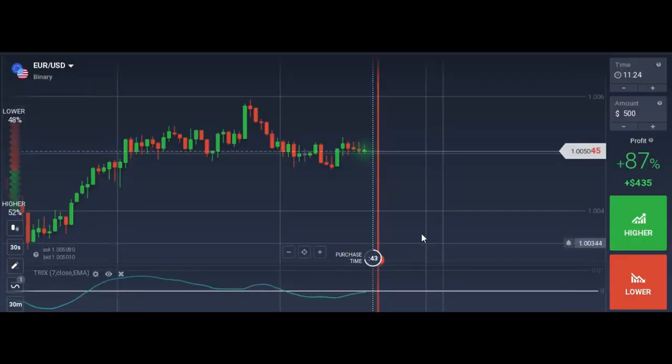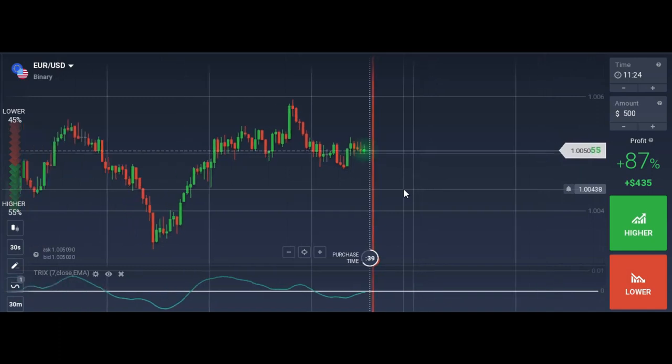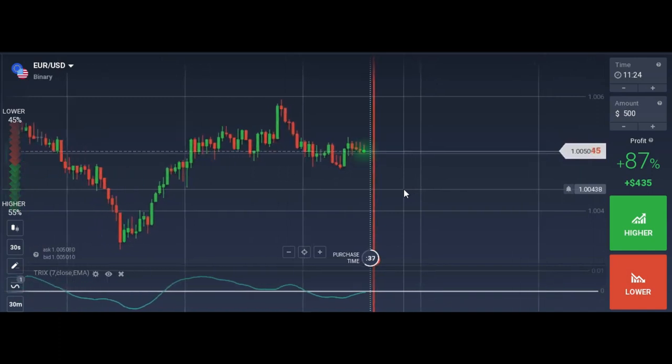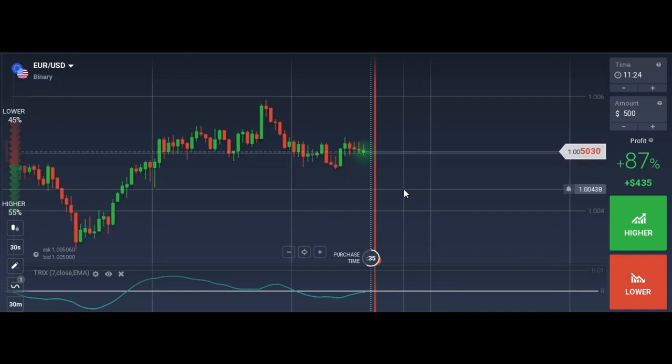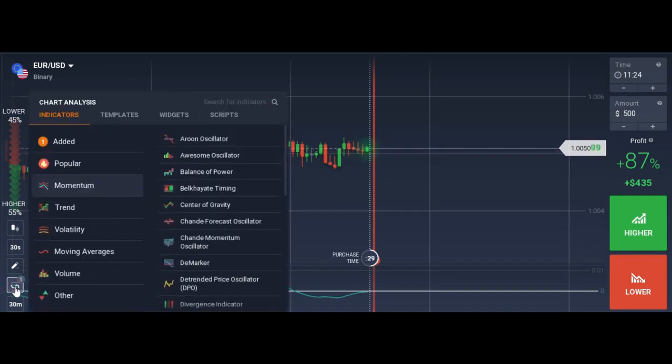It's a momentum oscillator. When the curve is up, it means that the price is in the overbought zone, and when the curve is down, it means that the price is in the oversold zone.